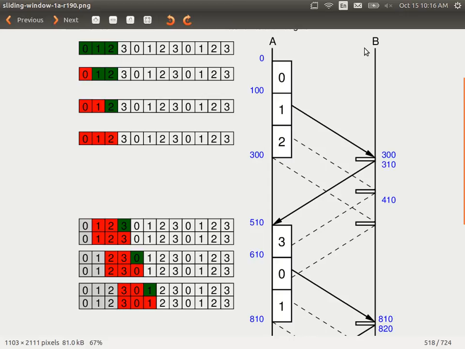When does the ACK for the second frame come back? At what time is the ACK for the second frame, labeled frame with the number 1 in the picture, when does the ACK come back? 610. This frame here, transmit starts at 100, finishes at 200, arrives at 400, 10 for the ACK, 410, 200 to come back. The second ACK gets back at exactly 610, exactly when we finish the fourth frame's transmission. That's here.